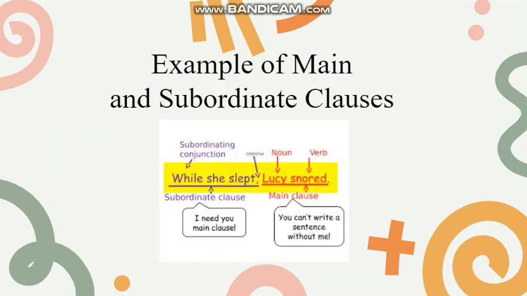An example of those two clauses would be in the sentence, "While she sleeps, Lucy snored." Lucy snored would be the main clause because it is containing a verb, and while she sleeps would be the subordinate clause because it does depend on the main clause.